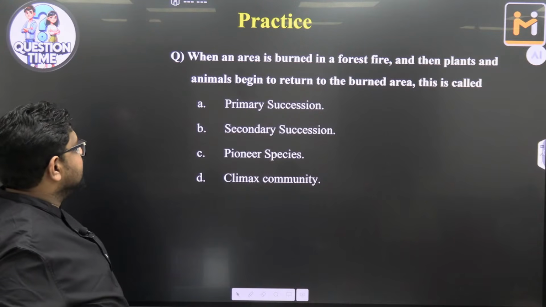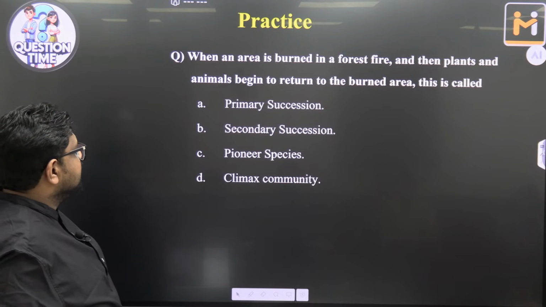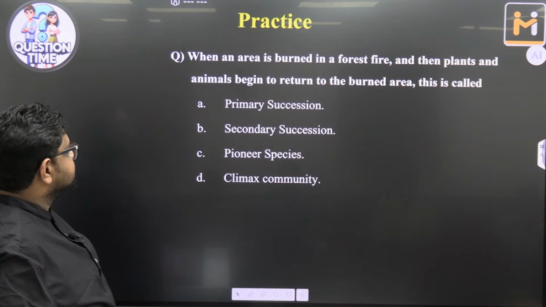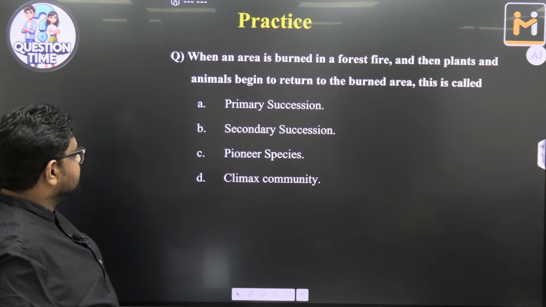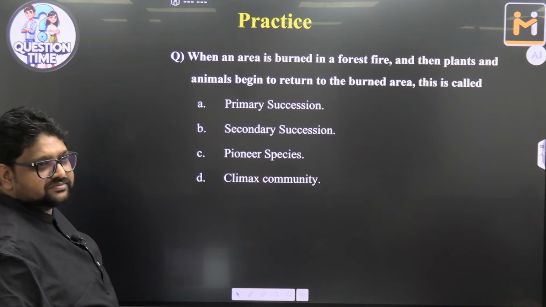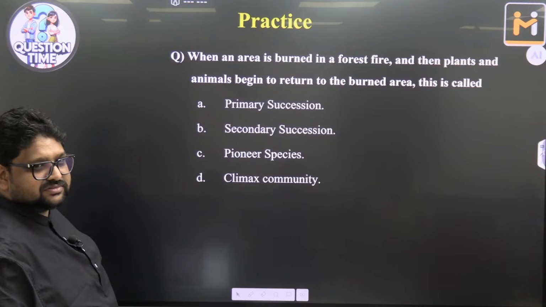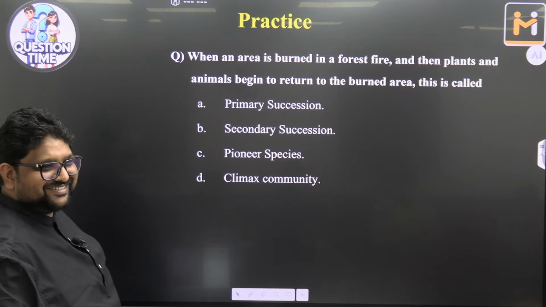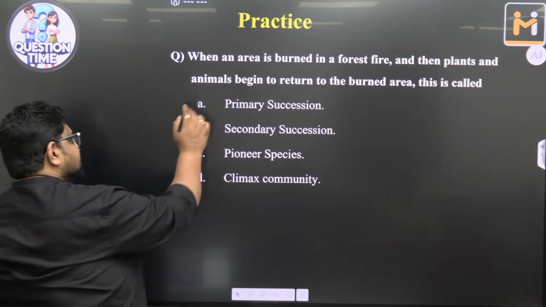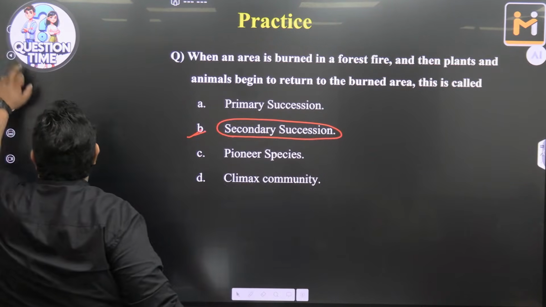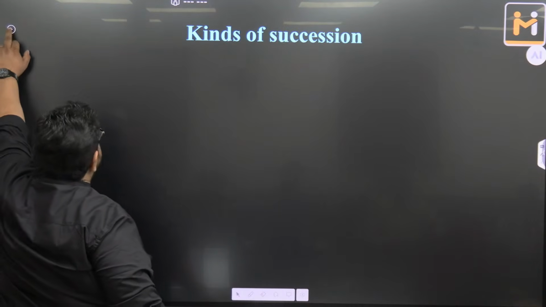When an area is burned in a forest fire, then the plants and animals begin to return to the burned area. This is called primary, secondary, pioneer, community. Who says A? B, C, D. Okay. So this is called secondary succession. All right. There is one more question.